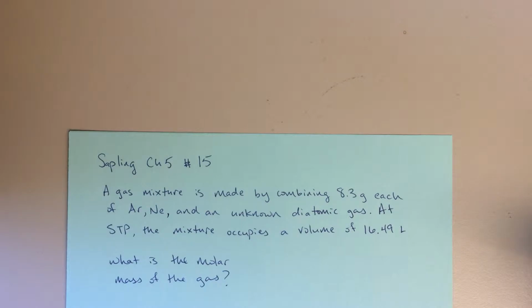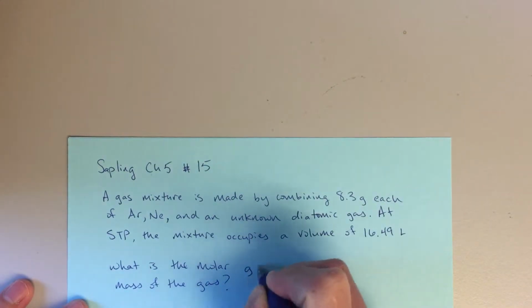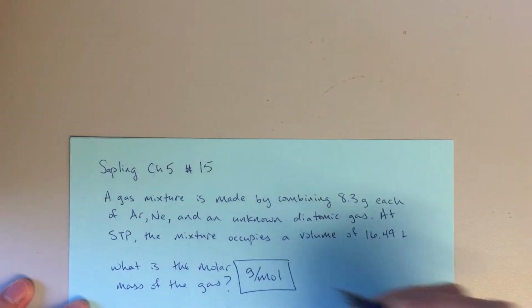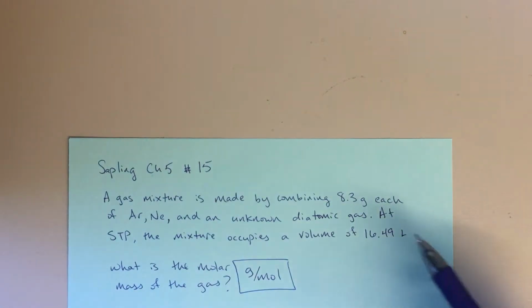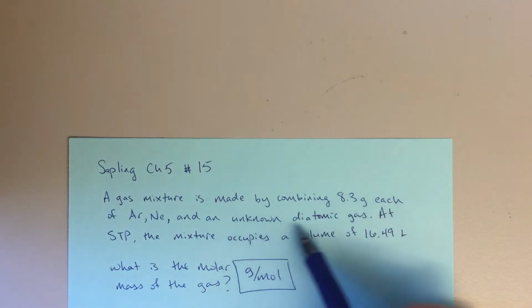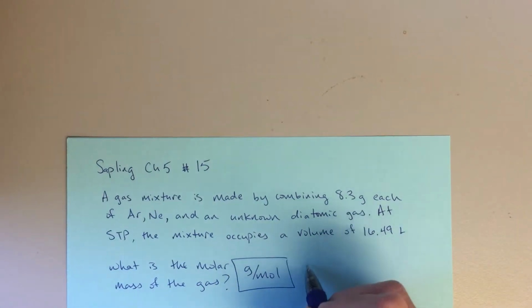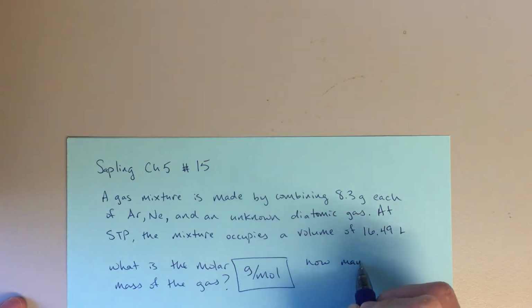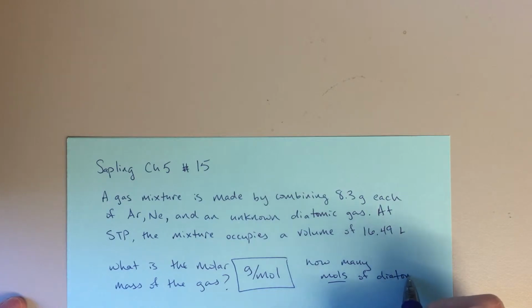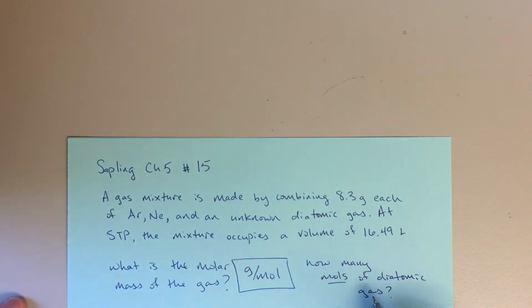At STP, the mixture occupies a volume of 16.49 liters, and we're asked to find what the molar mass of the gas is. So what I might do is I might say grams over moles and put that in a box. That's what we're looking for, right? And we know the grams already, 8.3 grams of an unknown diatomic gas. So really what this question is asking is how many moles of that diatomic gas are in my sample? So that's really what I'm looking for to solve.